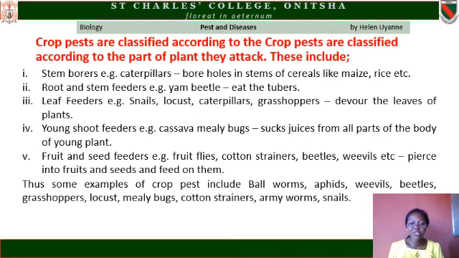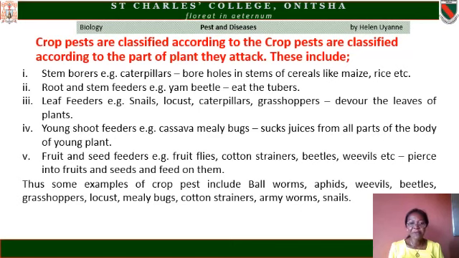Then we have the next one, which are the young shoot feeders. An example is the mealybug. These young shoot feeders suck juice. When I say juice, I mean the liquids of the body of the young plants. And once they are deprived of their liquids, that leads to what? Dehydration. They dry up, and that leads to death.